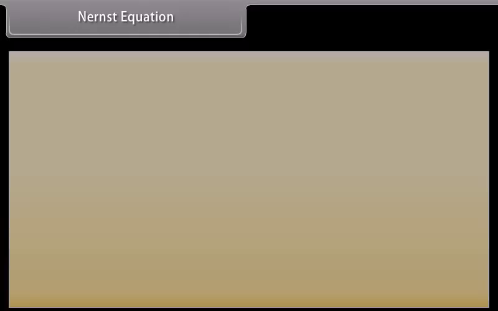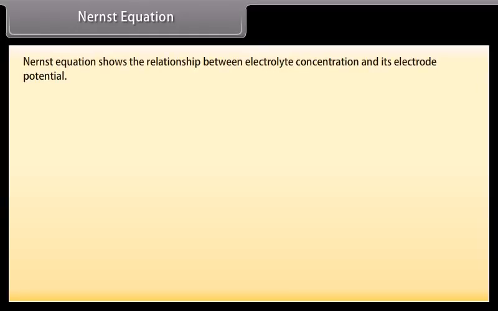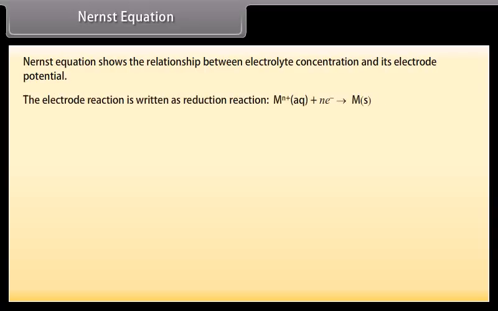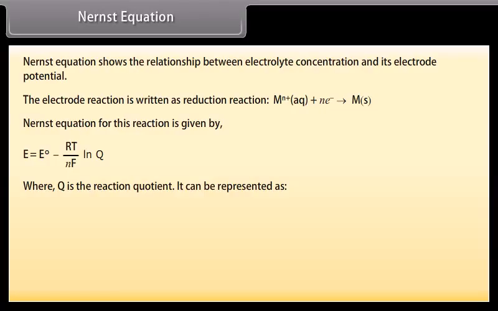Nernst equation. Nernst equation shows the relationship between electrolyte concentration and its electrode potential. The electrode reaction is written as reduction reaction. Nernst equation for this reaction is given by E = E° - (RT/nF) ln Q, where Q is the reaction quotient. It can be represented by [M]/[M^n+]. Put the value of Q in the above equation.